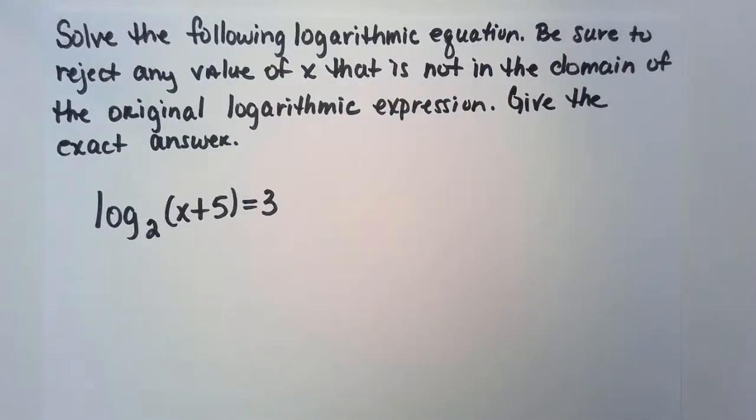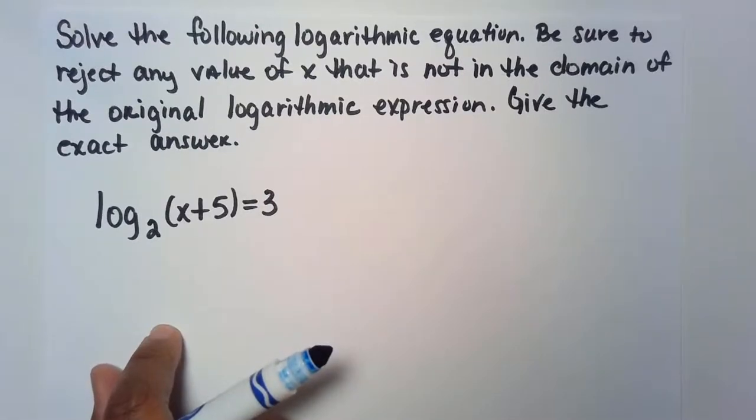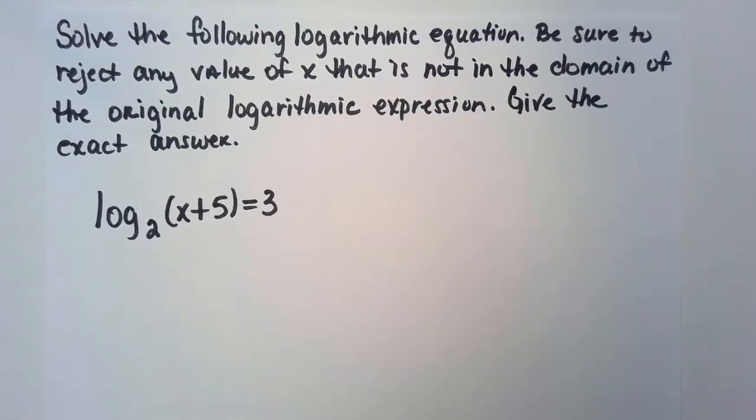All right, so we have: solve the following logarithmic equation. Be sure to reject any value of x that is not in the domain of the original logarithmic expression. Give the exact answer. So we have log base 2 of the quantity x plus 5 equals 3. So we're going to convert this into exponential form.